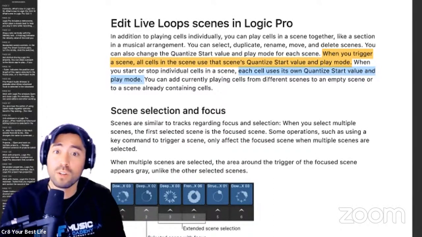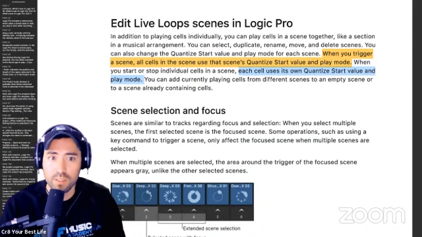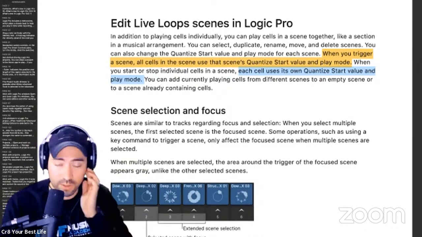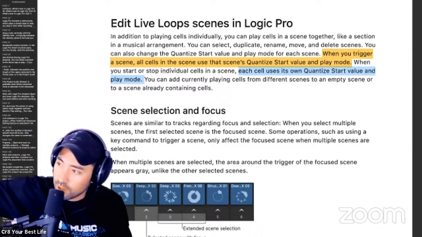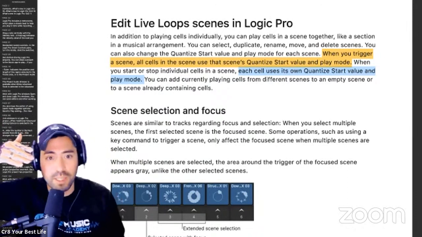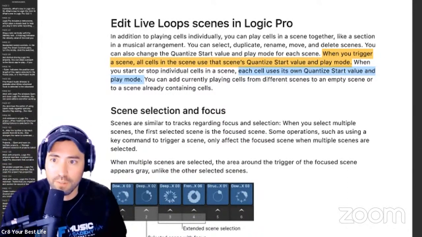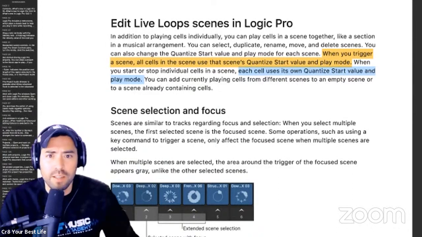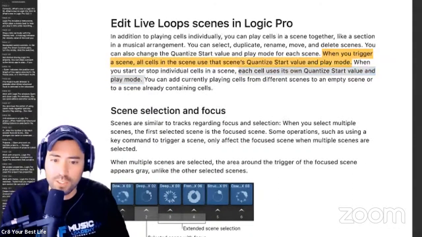You can add currently playing cells from different scenes to an empty scene or to a scene already containing cells. So if there's something off in scene 5 that you want to play in this current scene, you can just go ahead and trigger it. That's fair game. And yeah, looks like that's it. All right, so let's get into Logic and let's look at some of these examples.